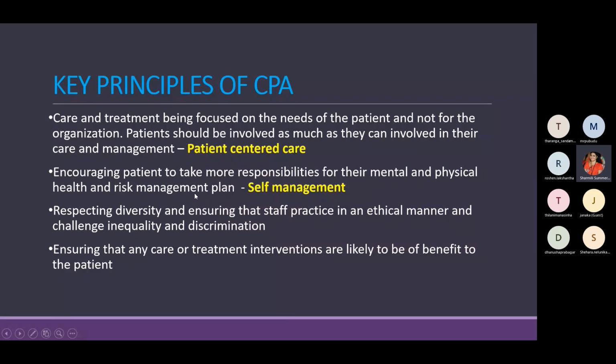So encouraging the patient to take more responsibility for their mental and physical health and the risk management plan. Respect the diversity and ensure the staff practice in an ethical manner, and also challenge the inequality and discrimination which prevail in a working environment. And also ensure that any care or treatment interventions are likely to benefit the patient. Whatever the care or management undertaken by the nursing officer or the care provider, it should always be beneficial to the patient. Even the care planning they are making should benefit the patient.